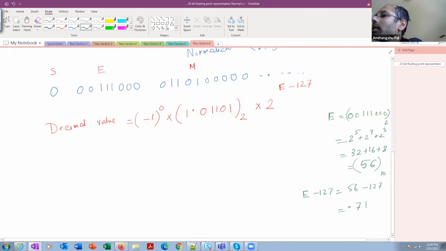So minus 71. Okay. So I can write this as minus 1 to the power 0, which is 1, so I'm not writing it, times 1.01101 in binary multiplied by 2 to the power minus 71.